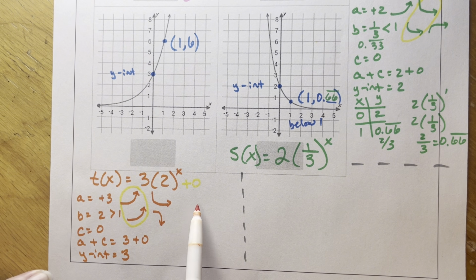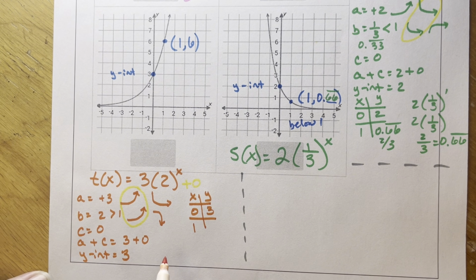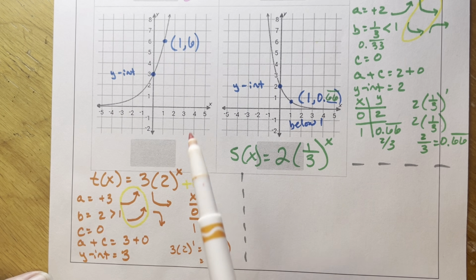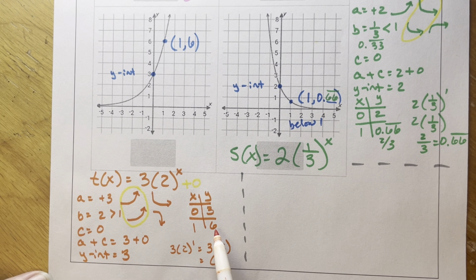So let's go check out our t-table. So x and y. The y-intercept, we know that's 3. What happens when you plug in a 1? So 3 times 2 to the first power. 2 to the first power is just 2. So this is really 3 times 2. And 3 times 2 is 6. And there it is, right there. The coordinate point (1, 6), here visible on our t-table.